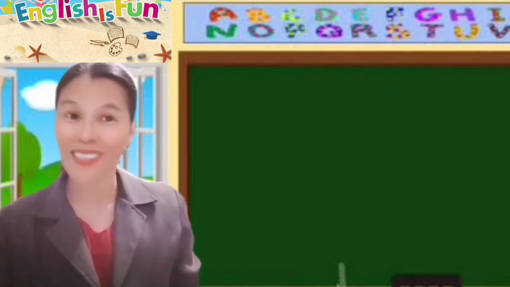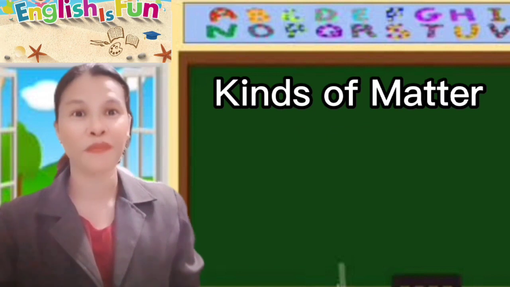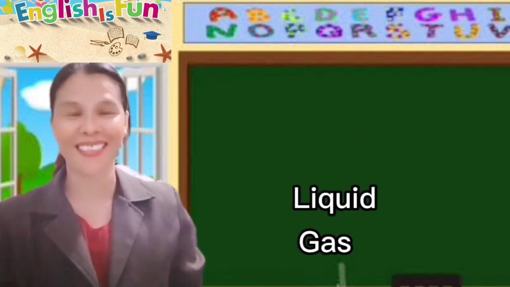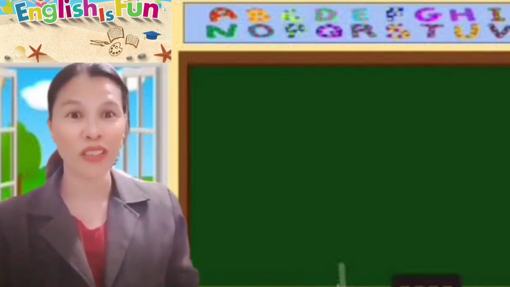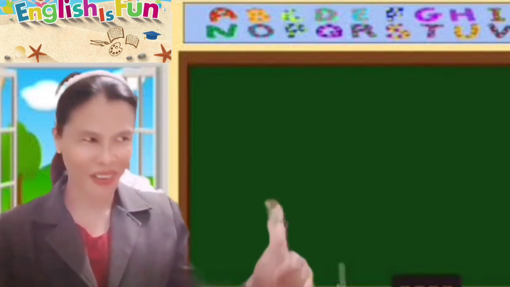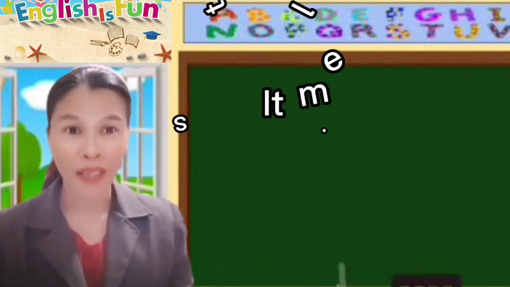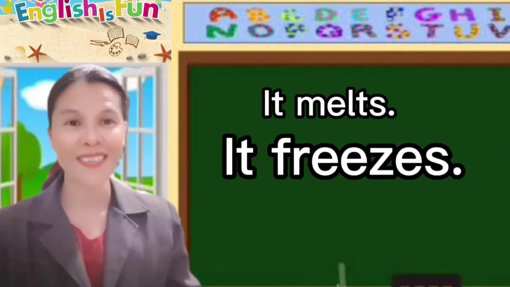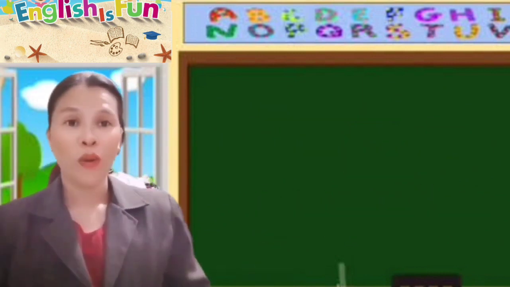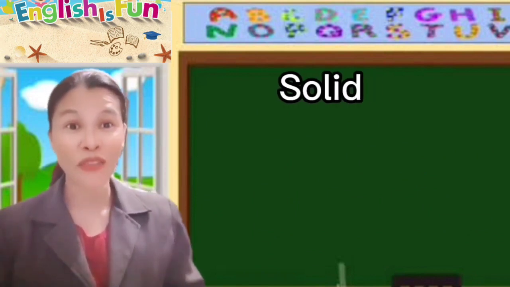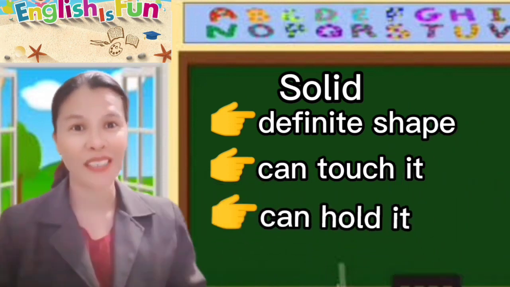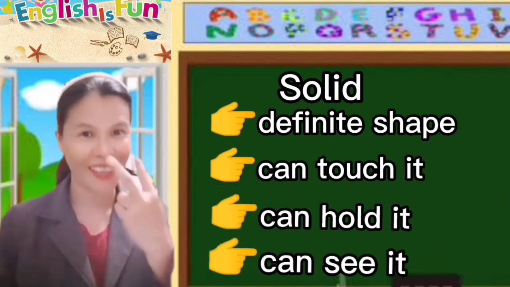There are three kinds of matter. They are solid, liquid, and gas. Okay, class, can you tell me again what the three kinds of matter are? Solid, liquid, and gas. That's great. How does the water change? It melts, it freezes, it evaporates. That's great. When we say solid, it has a definite shape. You can touch it and you can hold it. You can even see it with your naked eye.